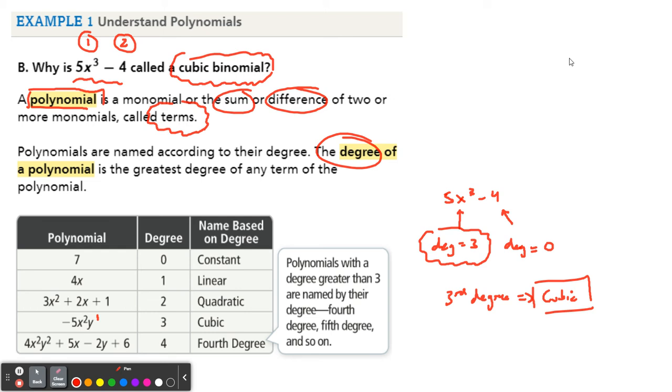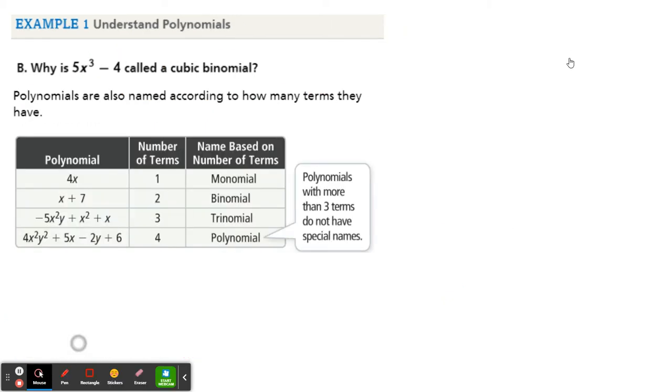So this table is important in terms of naming polynomials based off their degree. Okay, we're going to talk about the binomial part in the next screen. So now again, why is it called a cubic binomial? So now we're focused on the binomial part. So here are how you name your polynomials according to terms, right?